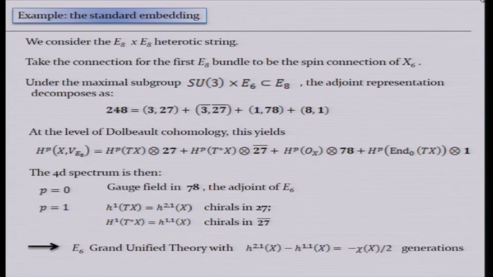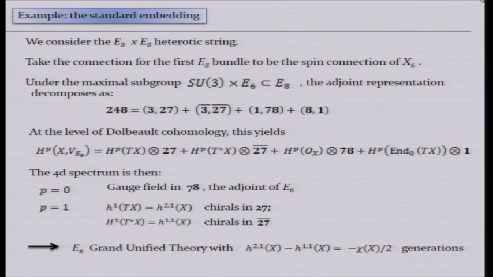Now, what are these things? Again, we can relate this to the Hodge numbers. So what's H^1 of T star of X? Well, it's a (0,1) form with values in (1,0) forms. In other words, it's a (1,1) form. So this is just h^{1,1} of X. So I get h^{1,1} of X chirals in the 27 bar.